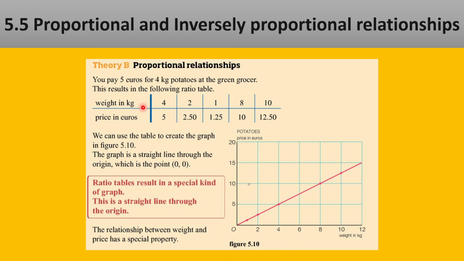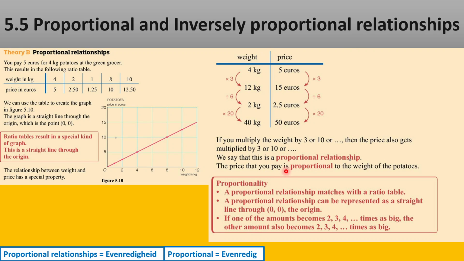If I have a ratio table, I will always find a straight line through the origin. Always. And this is quite a special property. And this is what we call a so-called proportional relationship. And in Dutch, we call this evenredigheid. Right? And in this other table right here, you see it happening, right?